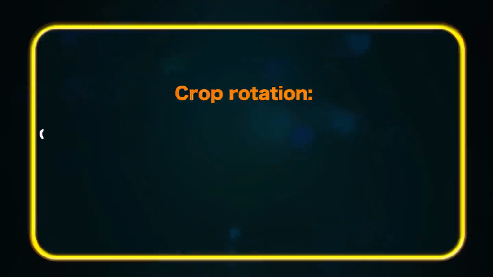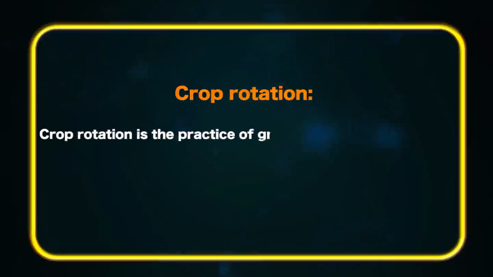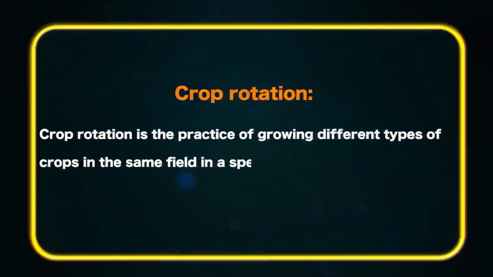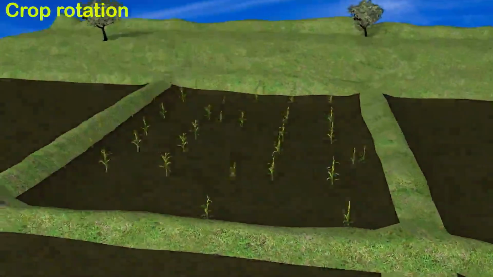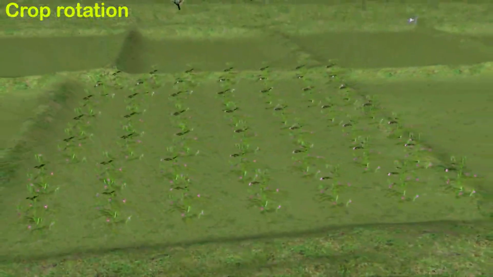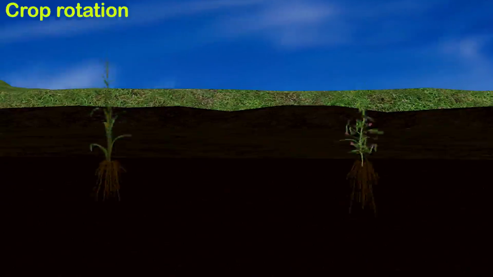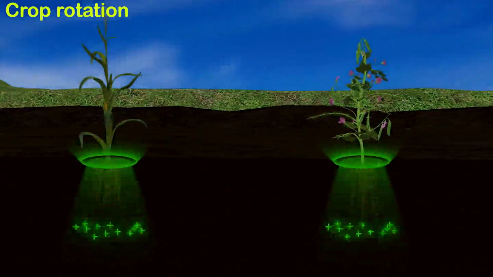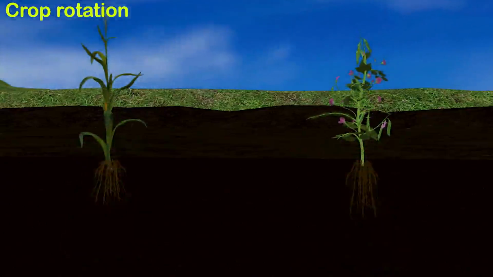Crop rotation. Crop rotation is the practice of growing different types of crops in the same field in a specific order. The practice works to interrupt pest and disease cycles, improve soil health by increasing biomass from different crops' root structures, and increase the biodiversity on the farm.